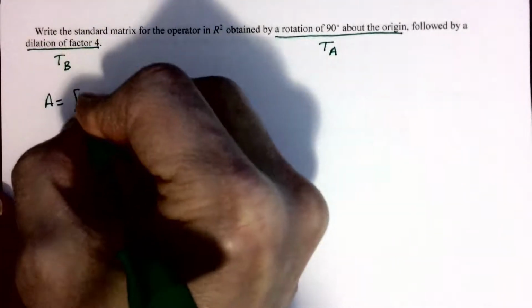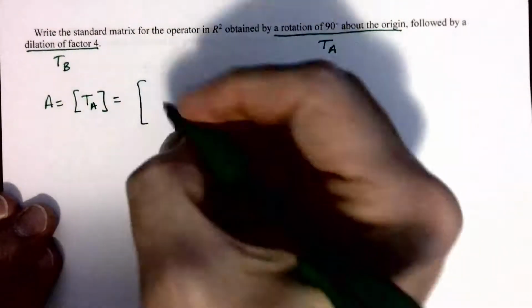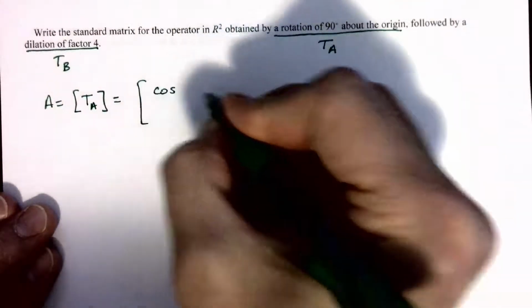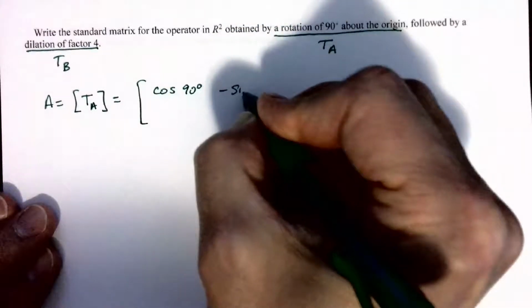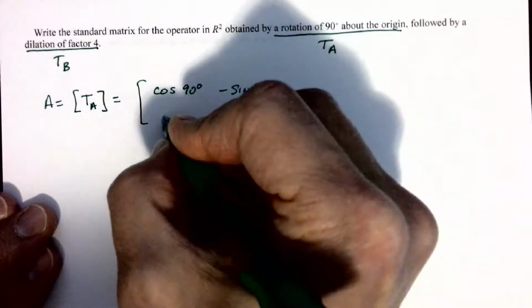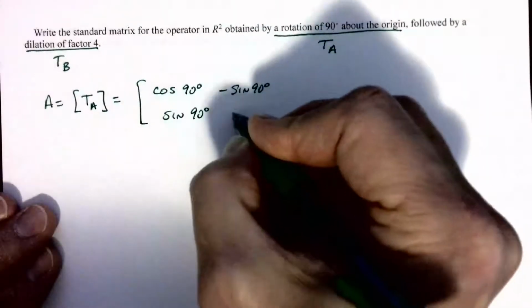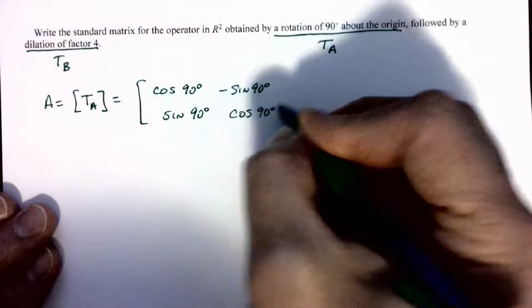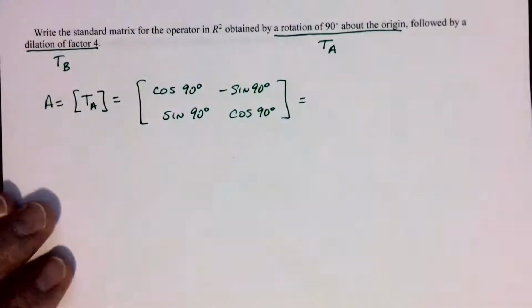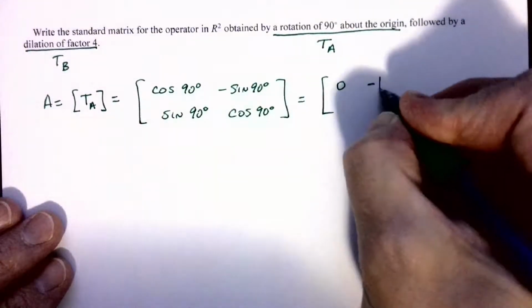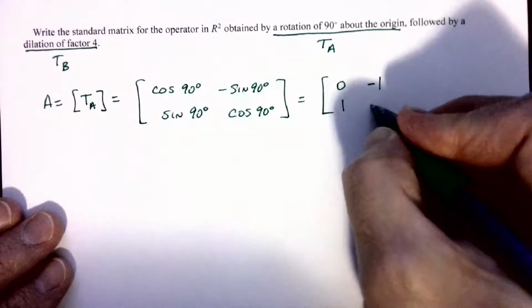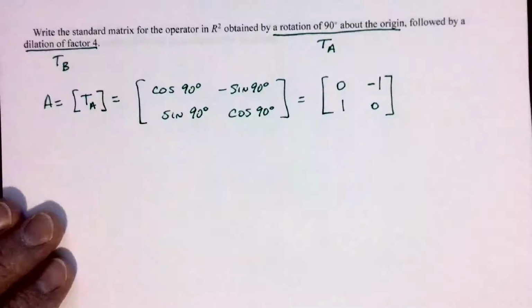So A is the standard matrix for transformation A. In the last video we saw how to do transformations. If you remember, it was cosine of theta, and theta is in this case 90 degrees, minus sine of 90 degrees, sine of 90 degrees, and cosine of 90 degrees, which I can evaluate. Cosine of 90 degrees being 0, sine of 90 degrees being 1, gives me this matrix here.